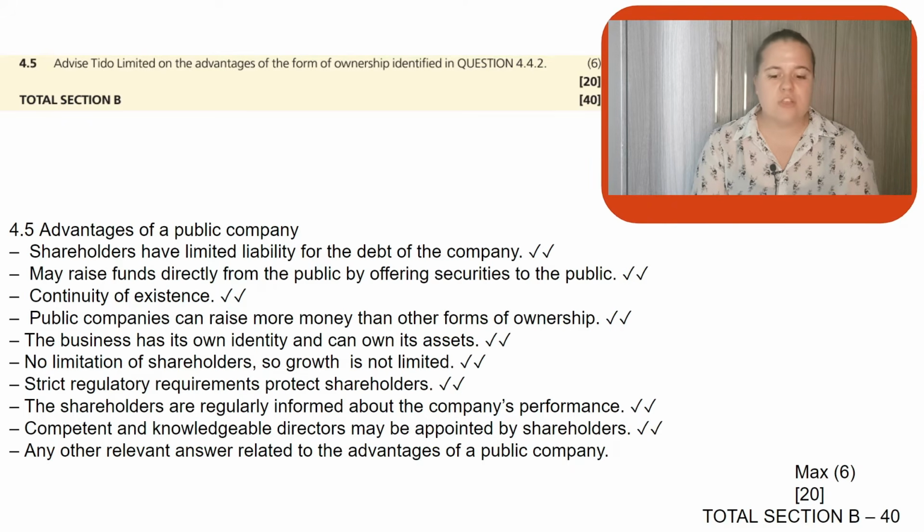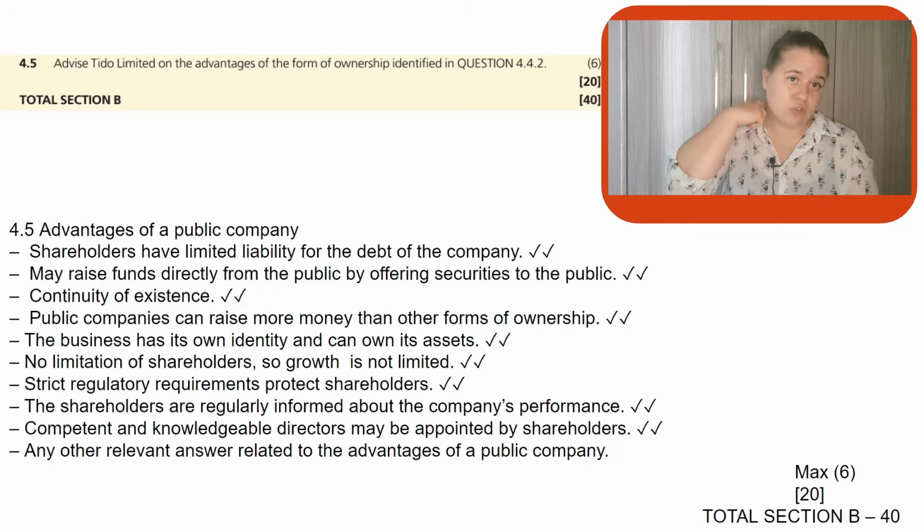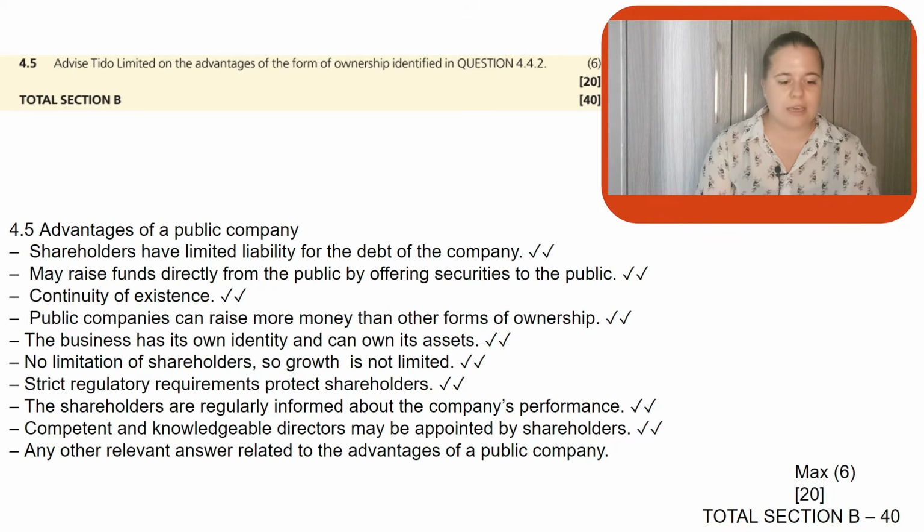Okay. So again, if in 4.4.2 you mentioned the wrong company and now you're giving advantages on that company, unfortunately, you're going to lose those 2 marks there and you're going to lose the 6 marks here. So, advantages of a public company. You can see there we're getting 2 full marks. There's no split marking here. It's a max of 6, so 3 bullets.